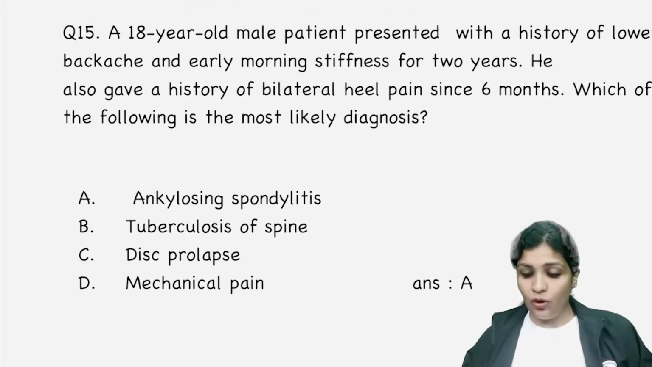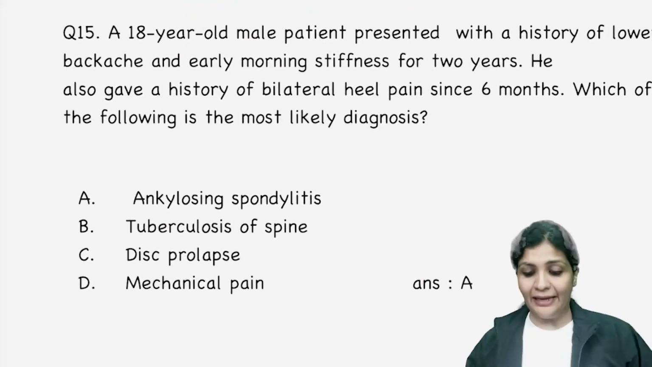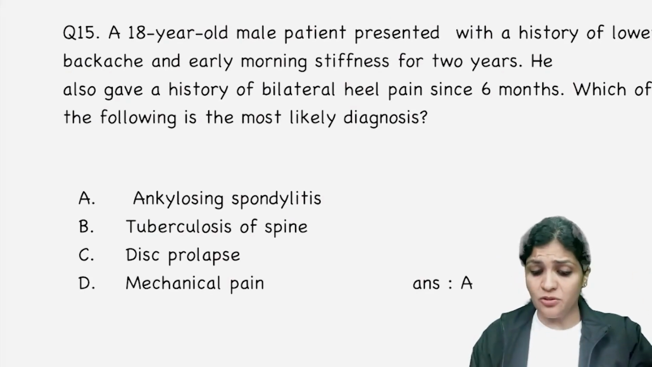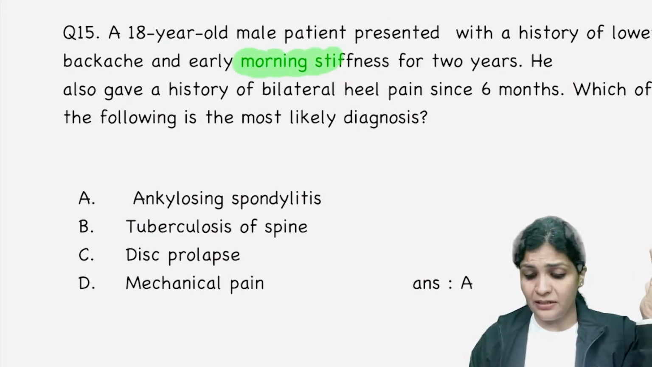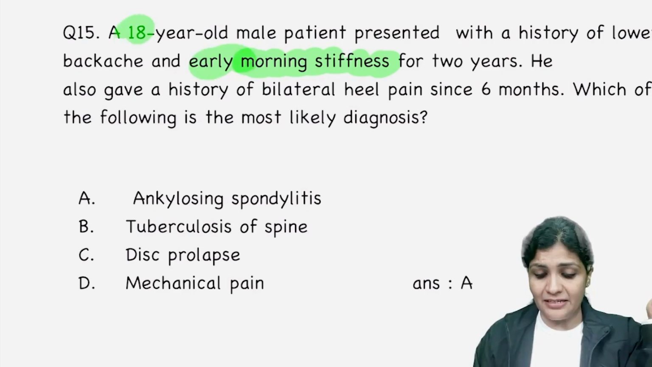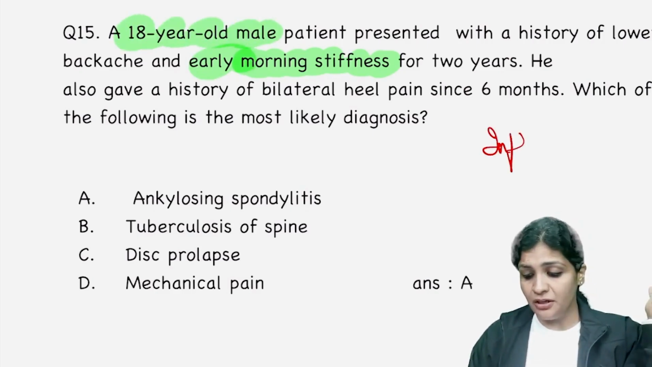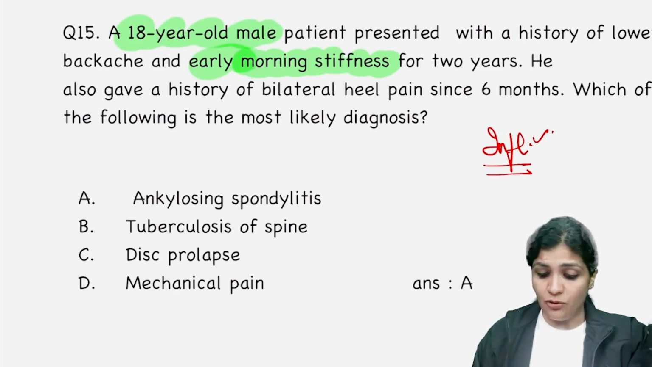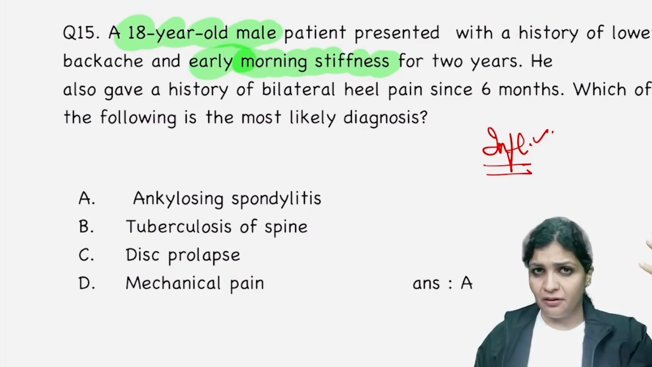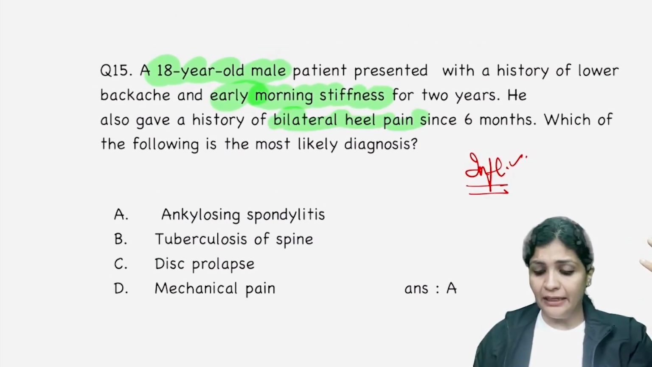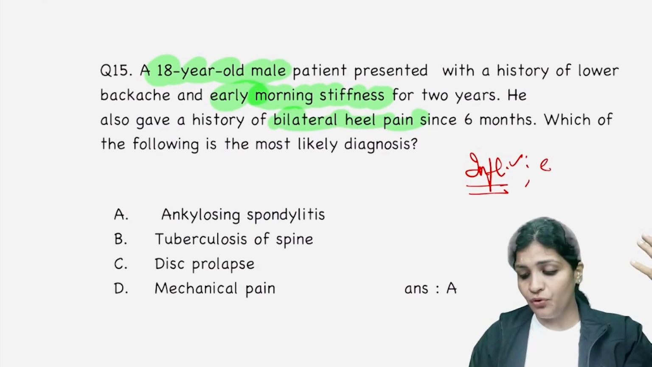Next, an 18-year-old patient presented with a history of lower backache and early morning stiffness. So as soon as you see this important word, early morning stiffness, in an 18-year-old male, this is something related to inflammation. So once it is inflammation, you have to think about some inflammatory condition, right? And he is also having bilateral heel pain. So this is again a clue for enthesitis.